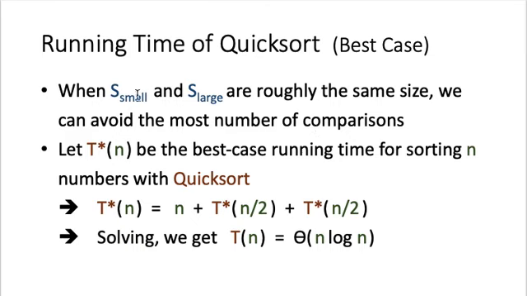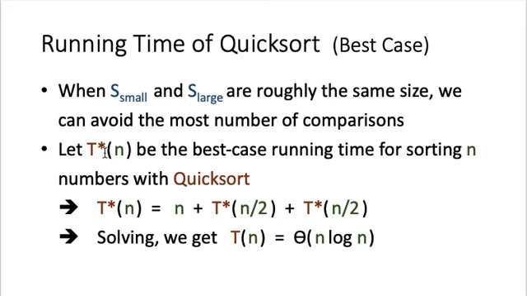It is when S small and S large are roughly the same size. So let's say half of them are in S small, half of them are in S large. So in that case, we maximize the total number of pairwise comparisons we can avoid between them.